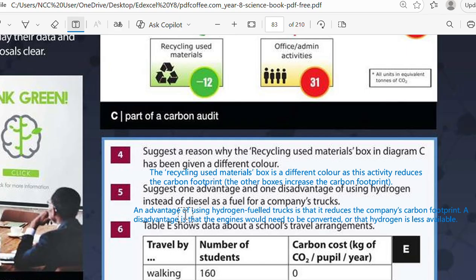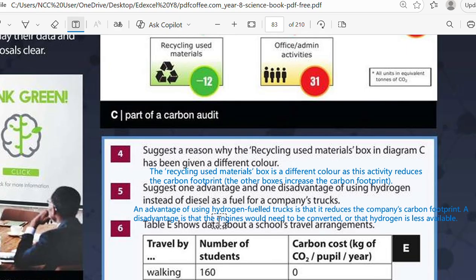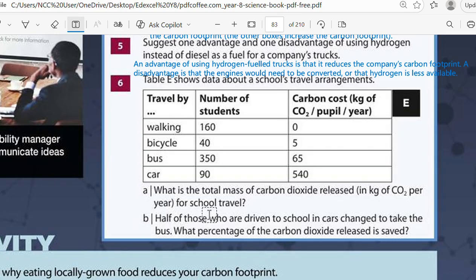So the answer you can write here, an advantage of using that is it's going to reduce a company's carbon footprint. A disadvantage is that engines need to be converted, right? And also hydrogen is less available. Another thing is expensive and difficult to store. You have to store it in a proper way. So any of those disadvantages you can write.